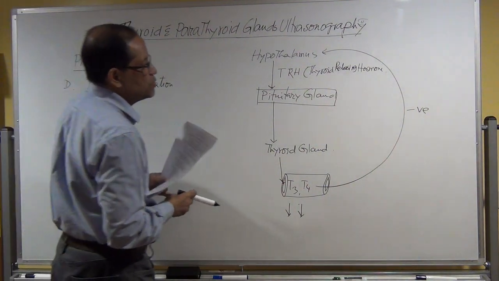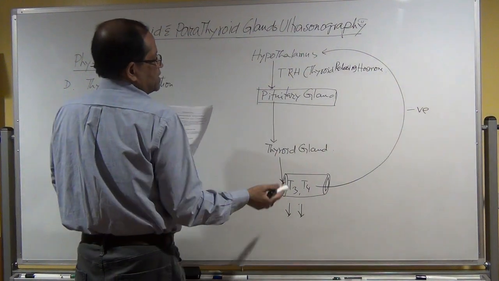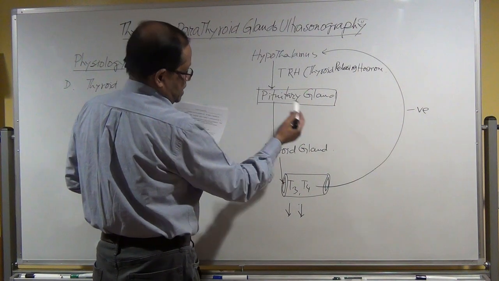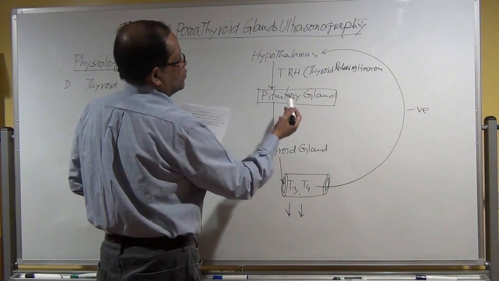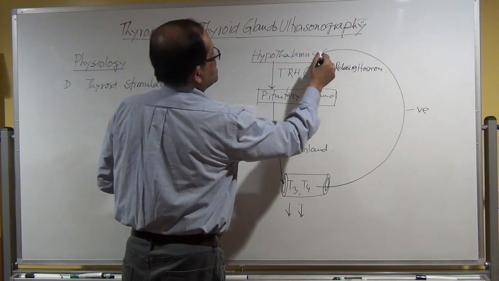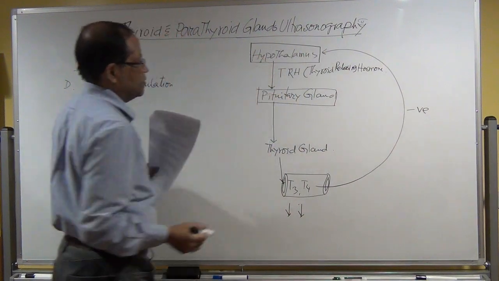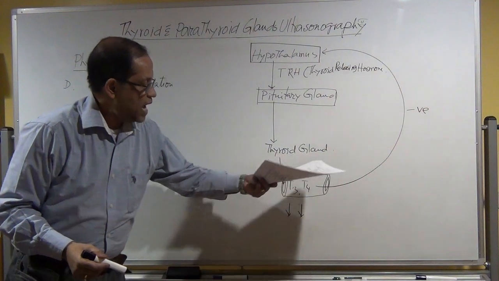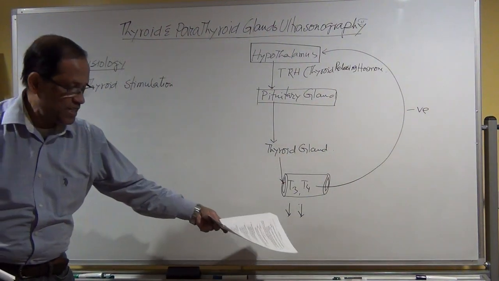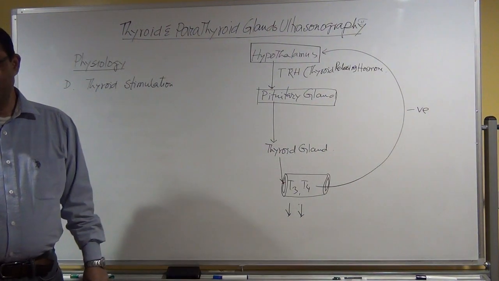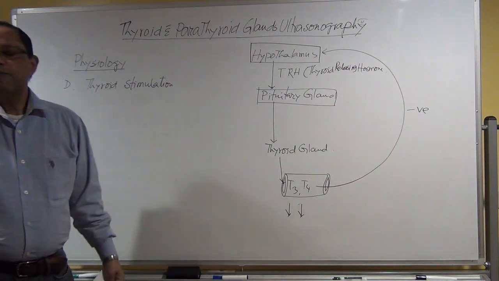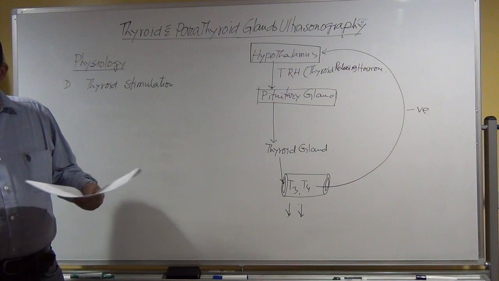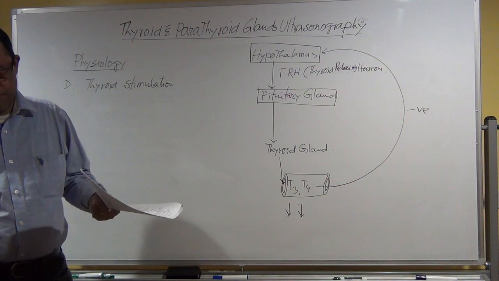Okay, what message are you carrying? Give me the message. Then the pituitary gland will see the letter, and it will see that the hypothalamus is asking it to send the information to the thyroid gland that the blood level of T3, T4 is low. Automatically the thyroid gland will know, I have to work more, I have to produce more T3, T4.